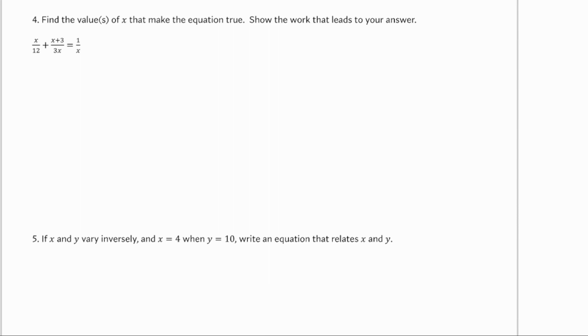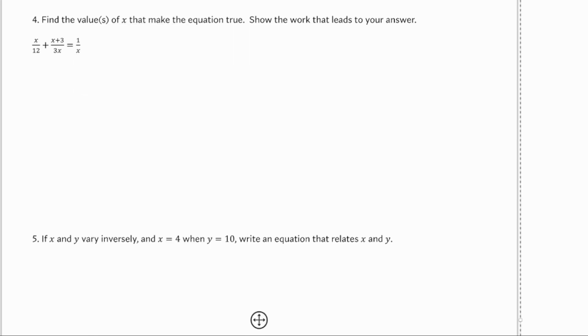On to the back, number 4 says find the values of x to make the equation true. Okay, so this one is a little bit different. I'm not going to be able to just cross multiply. I think what I'm going to try for is to get a common denominator on all 3 of these terms and then just clear out that common denominator. So I think that common denominator will be 3x, x, and 12.